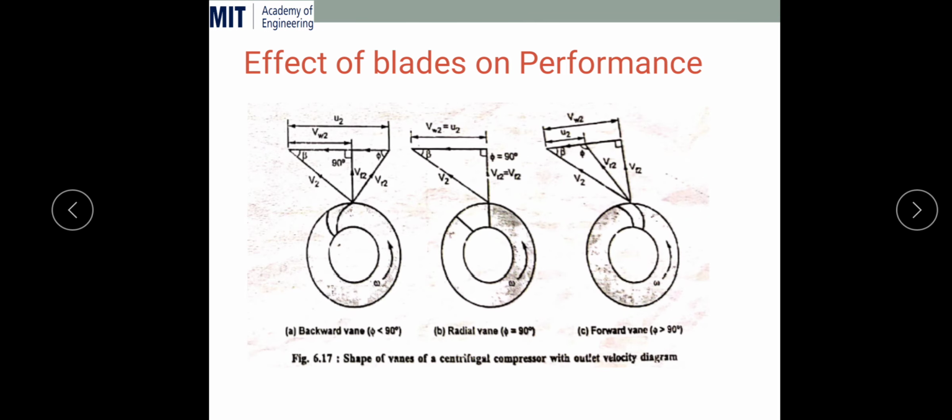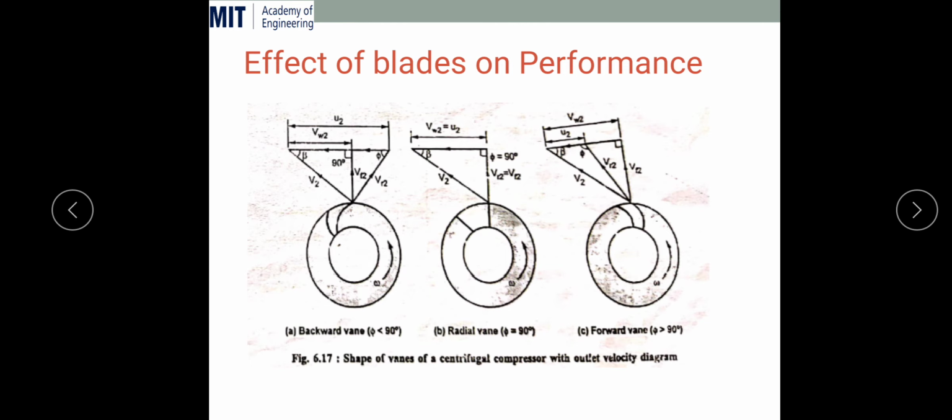Okay. Next topic is the effects of blade on the performance of the centrifugal compressor. We know that in the centrifugal pump also we have studied about the radial vanes, backward curved vanes and forward vanes. Similarly, when vane angle phi is less than 90 degrees, the vane is called a backward vane. When vane angle phi is 90 degrees, the vane is called a radial vane, and when vane angle phi is more than 90 degrees, it is called a forward vane.